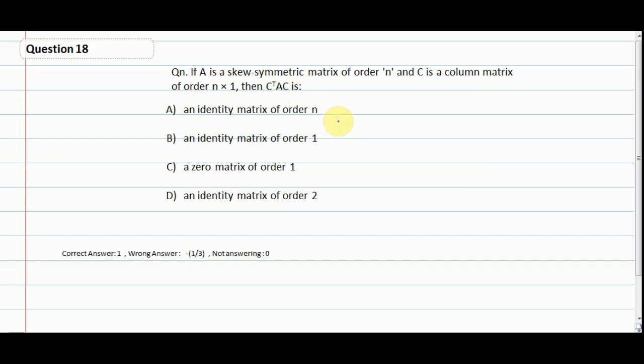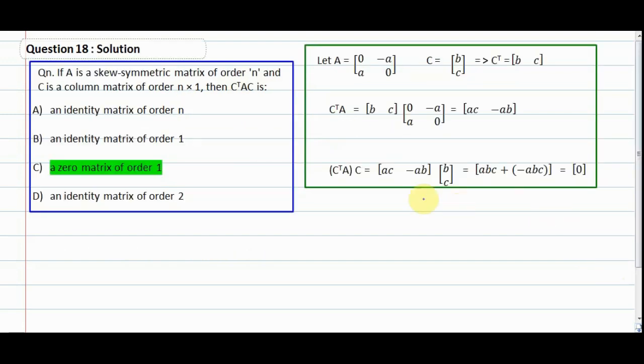So you may try this by yourself. Please pause the video and try to solve this. Okay, now if you have solved the question, you may check the answer. Here the right answer is given by option C, a zero matrix of order 1. Okay, let's see how to solve this.